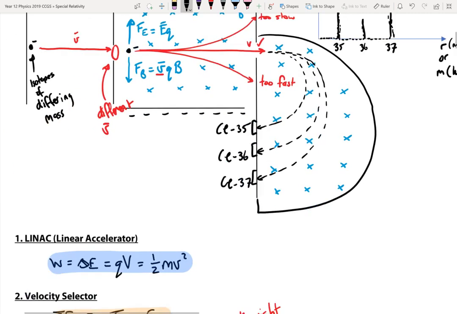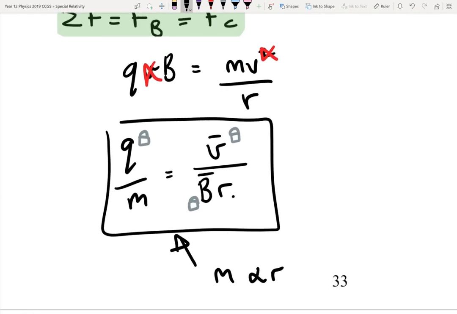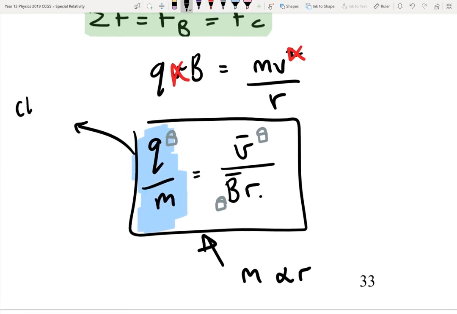Okay? If we go back down to our data sheet, the reason I leave these... Oh no, that shouldn't have done that. I wanted it to do that. This Q on M is known as a charge to mass ratio.